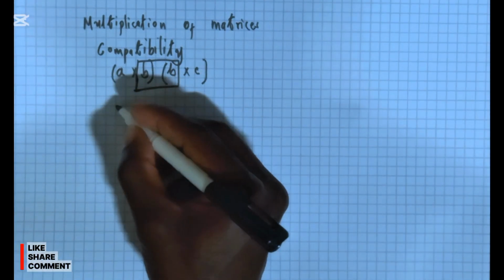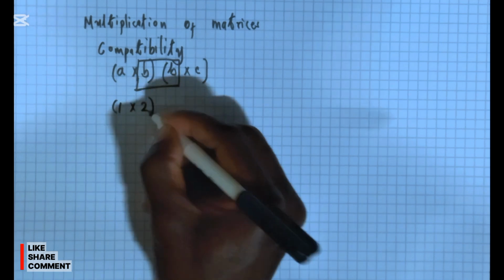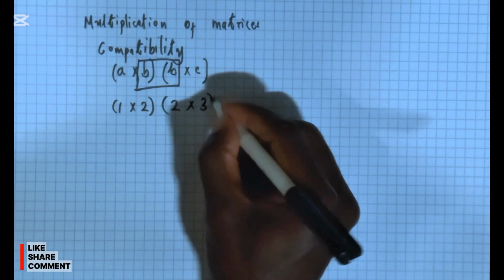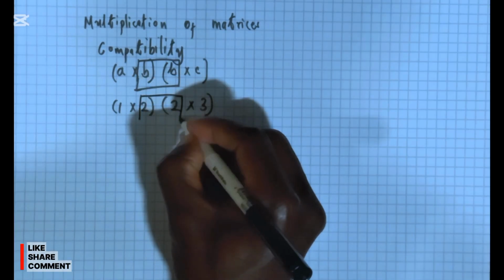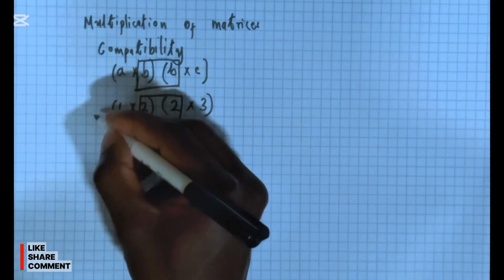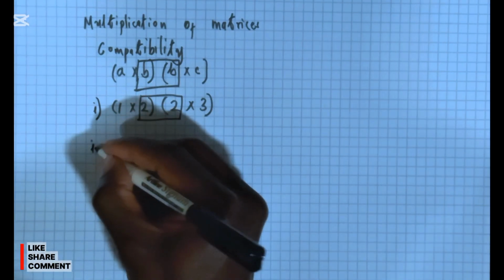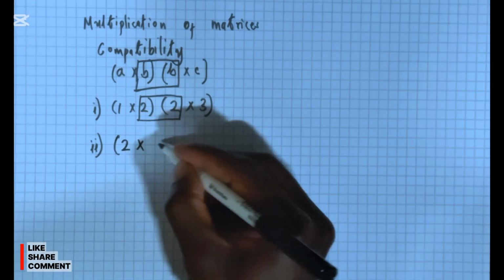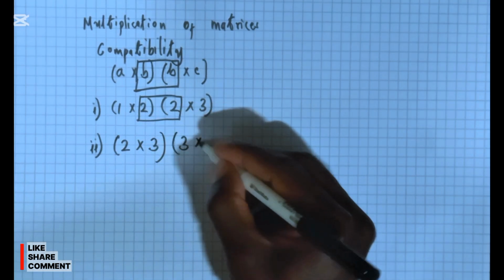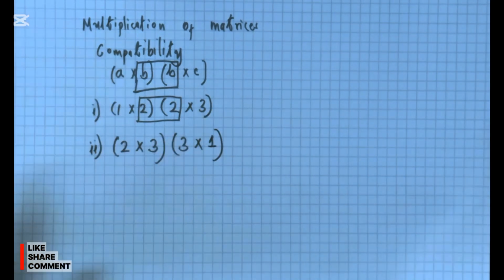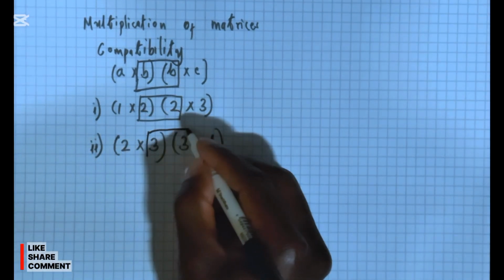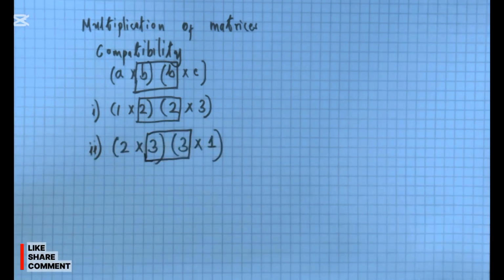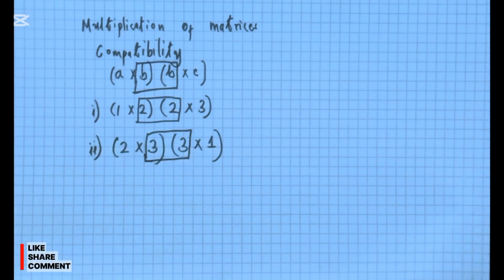For example, a matrix of order 1 by 2 and order 2 by 3 will be compatible. Why? Because of this similarity there. Another example: a matrix of order 2 by 3 and a matrix of order 3 by 1 can also multiply each other. They are compatible. Why? We always check for these two numbers there, the one at the end and the one at the beginning of the other order. So that is it when we're looking for order.